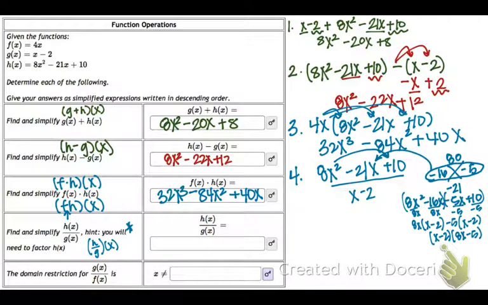So then that's what's going to be this top part. So this will be x minus 2, 8x minus 5 over x minus 2. Well, the x minus 2's cancel, so our final answer here is 8x minus 5.